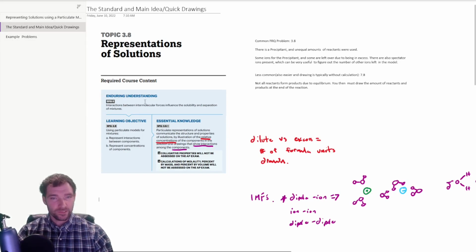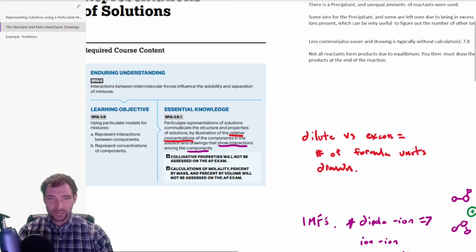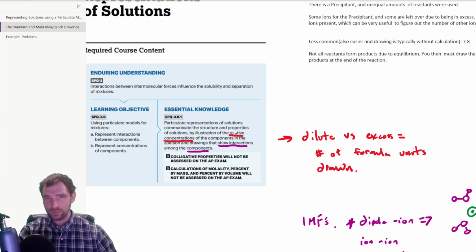So if you look at the course description, you can see for 3.8, there's a couple things in here worth highlighting. And I've just kind of underlined in red. You can kind of see that there's this red stuff here about relative concentrations. So the problem will usually tell you something is dilute and something else is excess. And that's going to tell you the number of formula units that you need to draw. So like the number of molecules for those ionic compounds. So you should know which one has more in the drawn out picture basically.